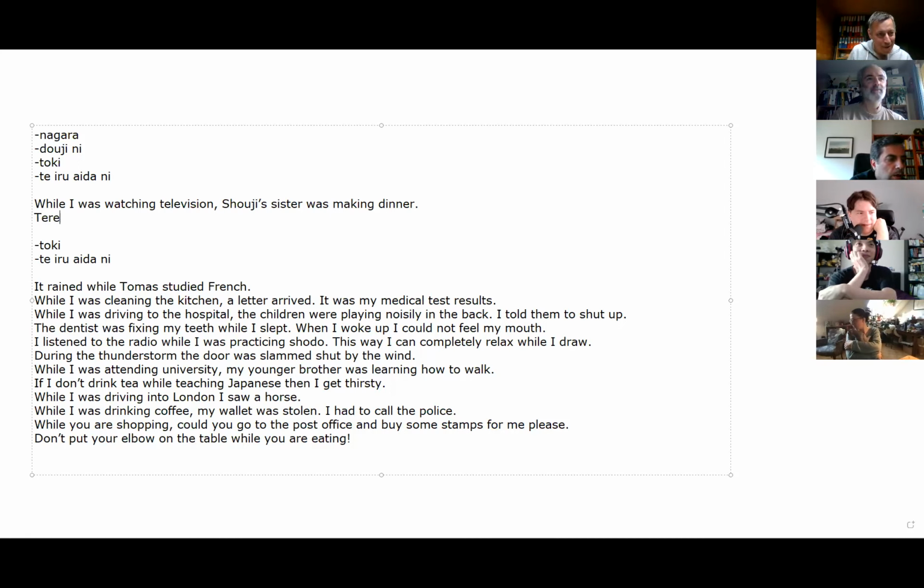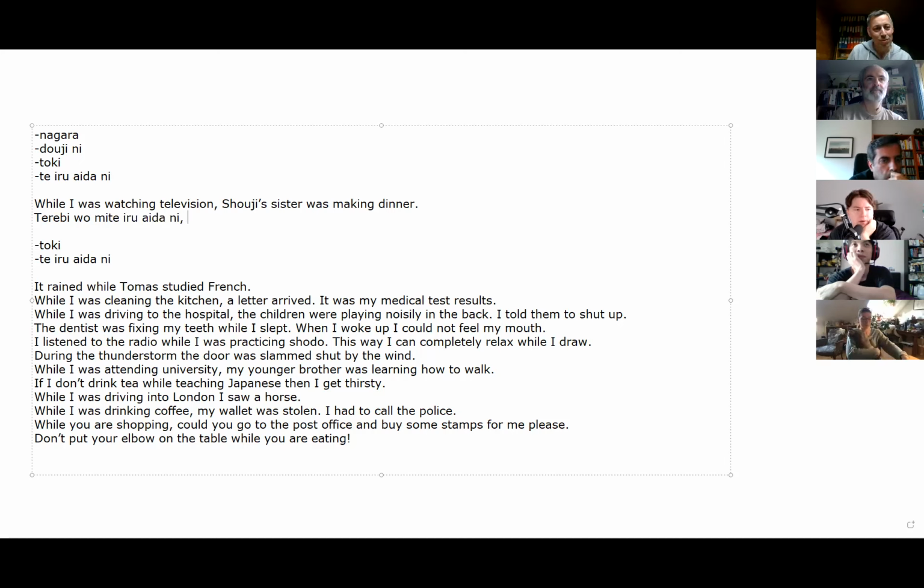Terebi o and terebi ga. I know you're doing it, aren't you? Yeah, but it's in present continuous, so I can't use o. I have to use ga. No, use ga for potential, not for present continuous. Ah, no, terebi o. Yep. Yeah, that's right. Mite iru aida ni. Good.